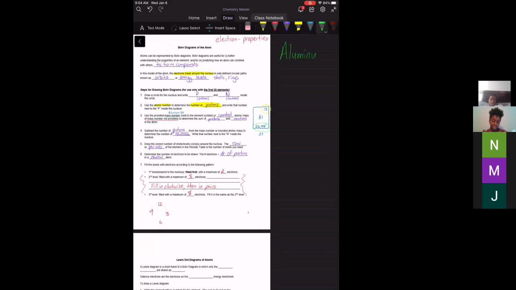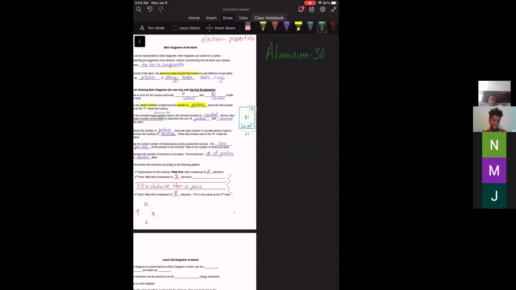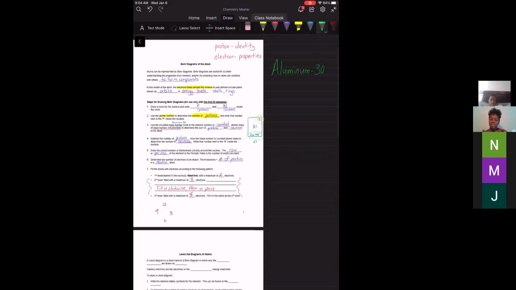Aluminum 30, okay? So it would say something, for instance, on your homework, like draw a Bohr diagram for whatever. And it may say aluminum 30, or it may be an isotope, or it may just be an atom, okay? So what I would do first is figure out how many protons I got, how many neutrons, how many electrons, and how many rings, okay? So this is all the stuff we need to figure out.